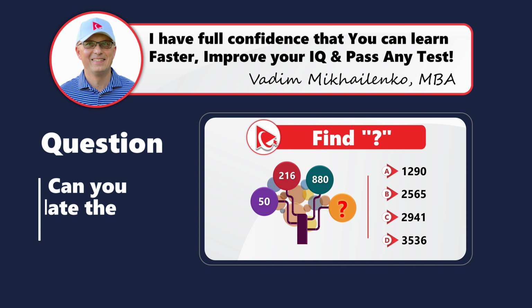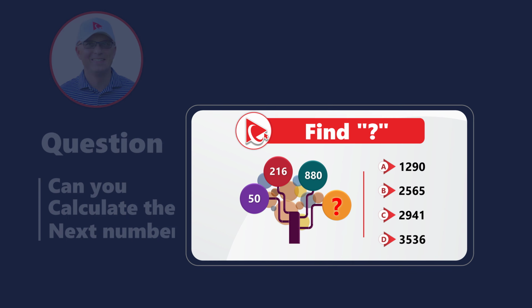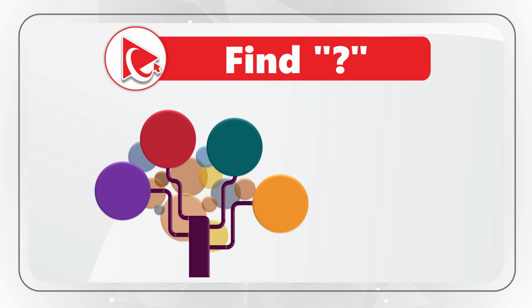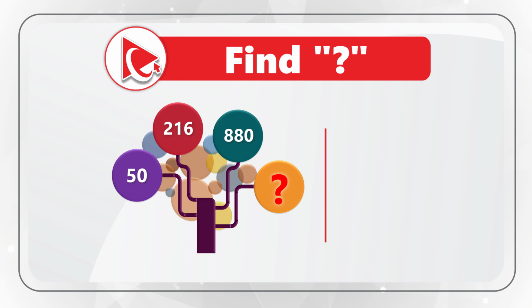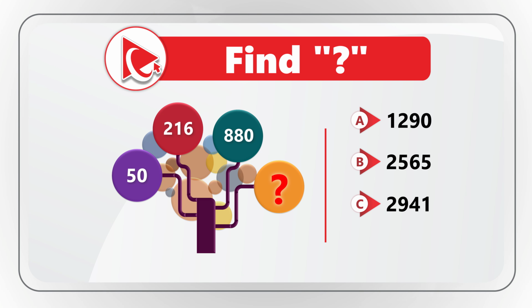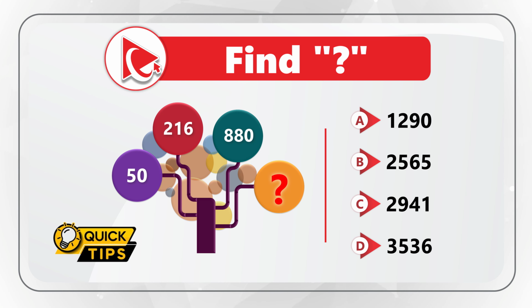Here's an amazing question where we need to find the missing number. You're presented with the tree-looking structure, and it has the numbers in the circles on the top. The numbers are, if we start from the left, 50, 216, 880, and then comes the missing number. You need to calculate and select the missing number out of 4 possible choices. Choice A, 1290. Choice B, 2565. Choice C, 2941. And last but not least, choice D, 3536.